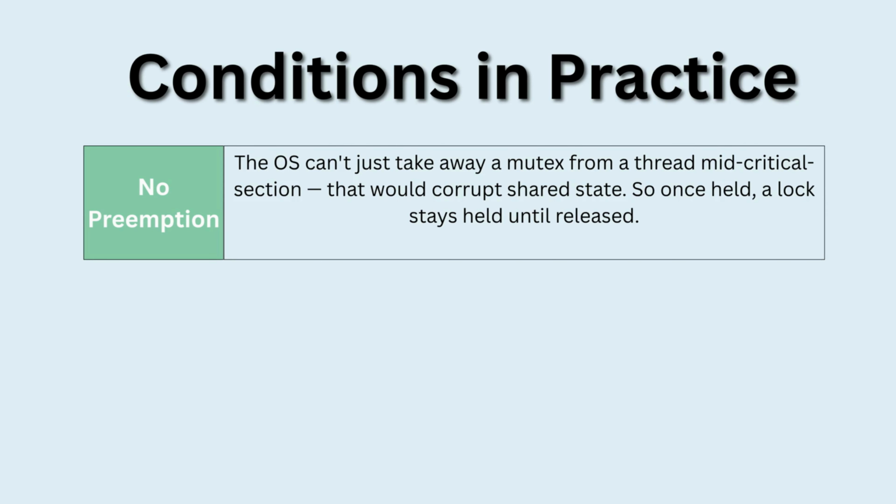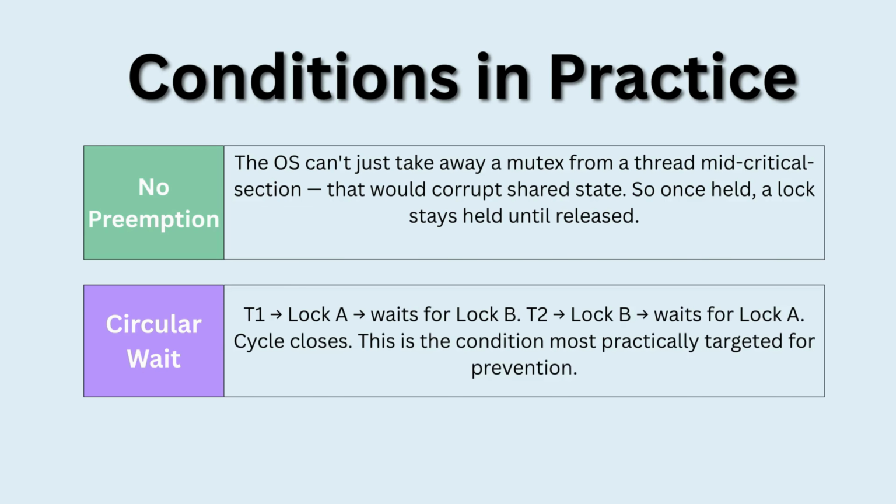No preemption is why we cannot just take a mutex away from a thread. Doing so mid-critical section would corrupt shared state, so a held lock must stay held. Circular wait is the condition most commonly targeted for prevention. If you enforce strict ordering, like always acquire lock A before lock B everywhere, a cycle can never form.